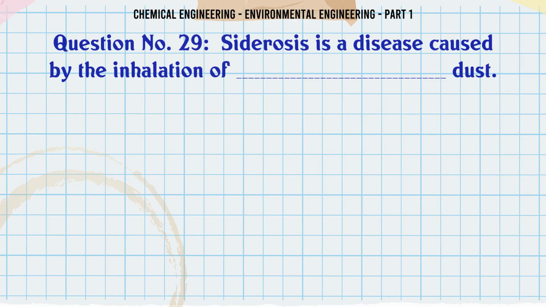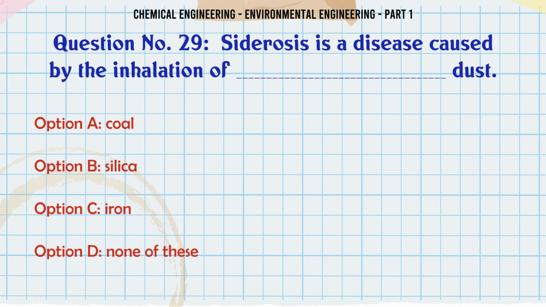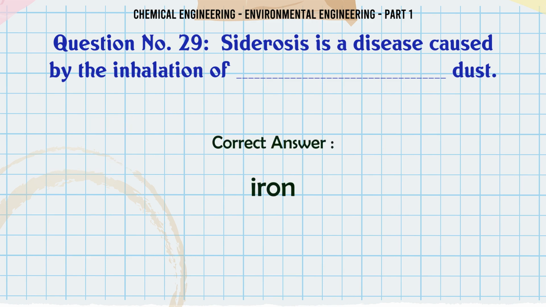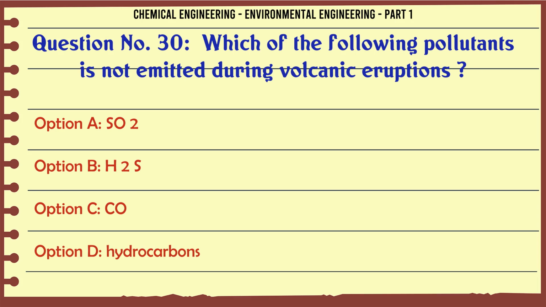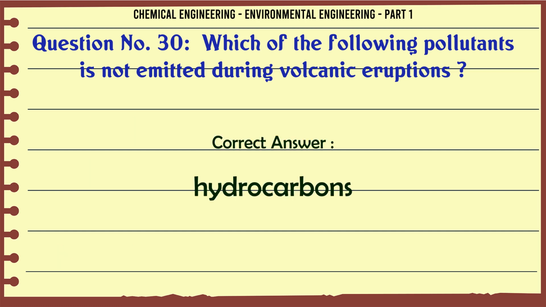Siderosis is a disease caused by the inhalation of dash dash dash dash dash dust. A. Coal. B. Silica. C. Iron. D. None of these. The correct answer is iron. Which of the following pollutants is not emitted during volcanic eruptions? A. SO2. B. H2S. C. CO. D. Hydrocarbons. The correct answer is hydrocarbons.